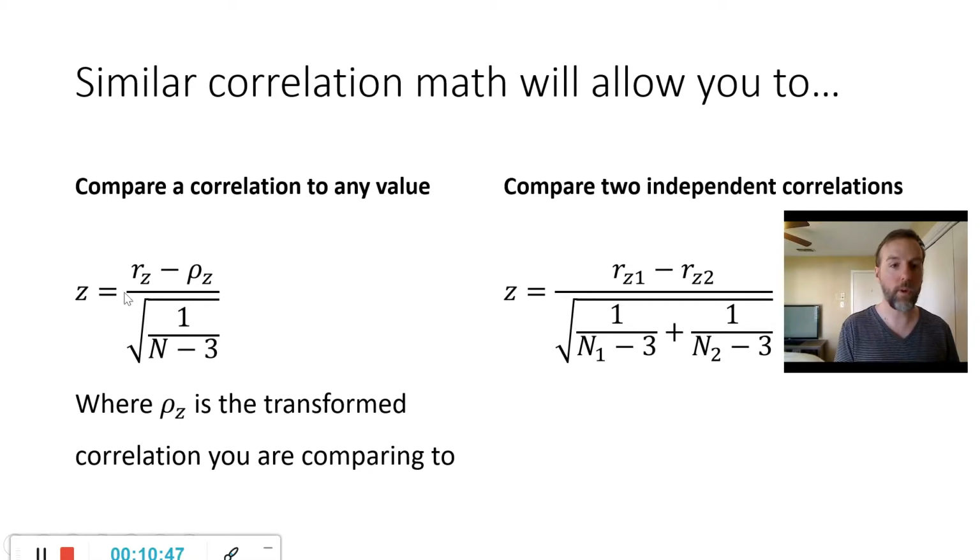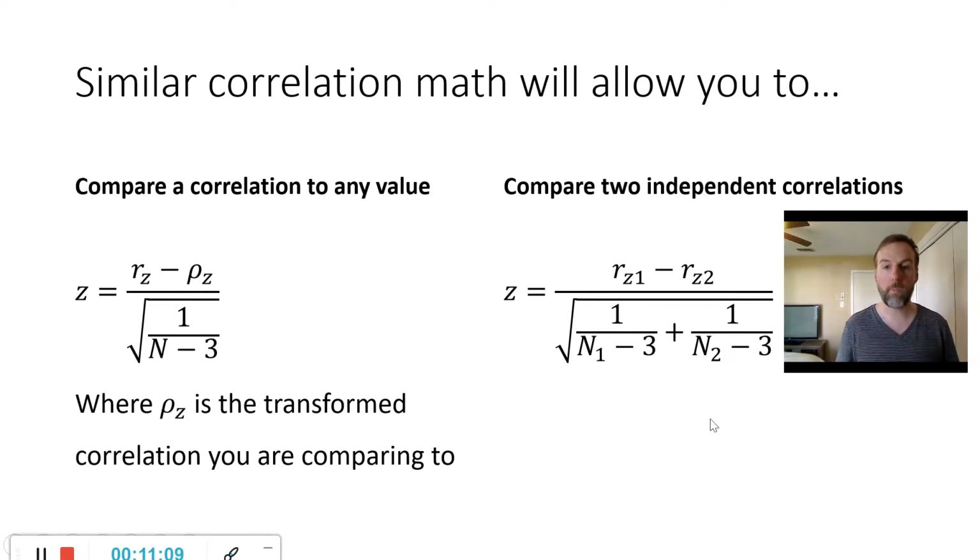So you take the correlation that you found, convert it to r sub z, subtract your transformed population correlation coefficient, and then divide by this term, and that will give you a z value, which you can then compare to a critical value. Instead, we're going to do the second example.